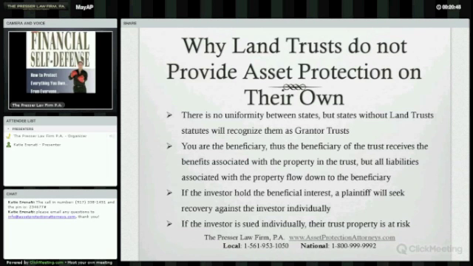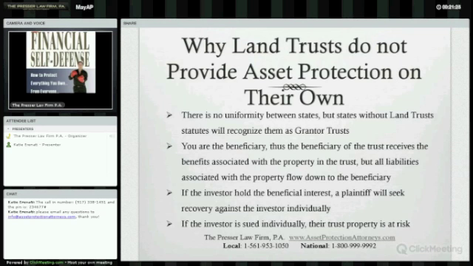If you set up a land trust and you're the beneficiary, well, yeah, you don't own the piece of real estate. It's owned by the land trust. However, you have the ability and the benefit of that trust because you're the beneficiary. So if you're the beneficiary of a land trust as an individual and somebody sues you, well, they can take any assets you have. And one of the assets you have is being the beneficiary to the land trust. So somebody can actually take that beneficial ownership, which gives you absolutely no asset protection. And, of course, if the investor is sued individually, their trust property is at risk. This is pretty much what we talked about above.